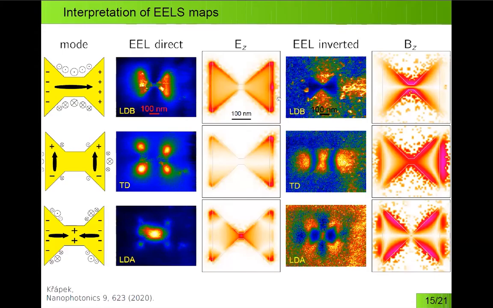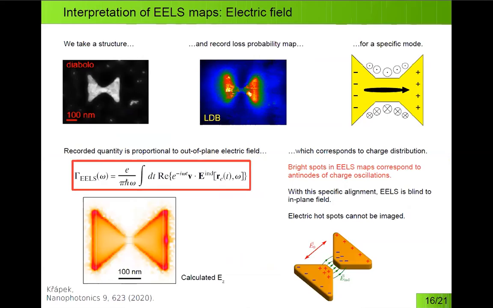So first, the interpretation of the electric field. We take this capture. In our case, it's a double antenna, and we record a loss probability map, like here, for a specific mode. And now we selected the energy that corresponds to these longitudinal oscillations. And this scheme shows the current, that is, nodes at the wings, and an antinode in the middle, in the bridge, and the charge concentrates at the wings.